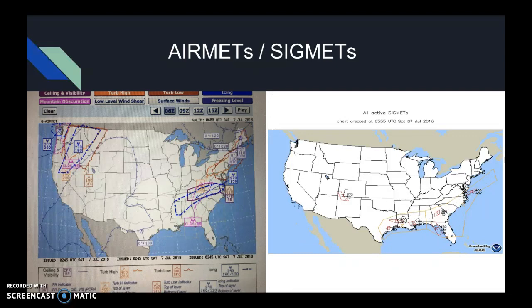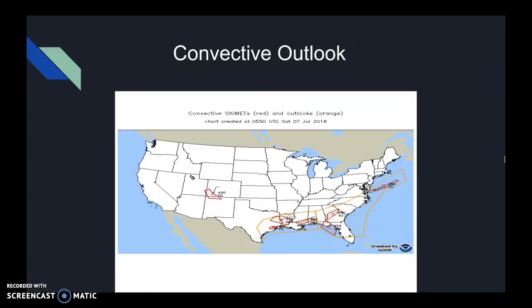Here's a look at a convective outlook. All those states bounded by the orange border need to be aware of convective activity within that region.